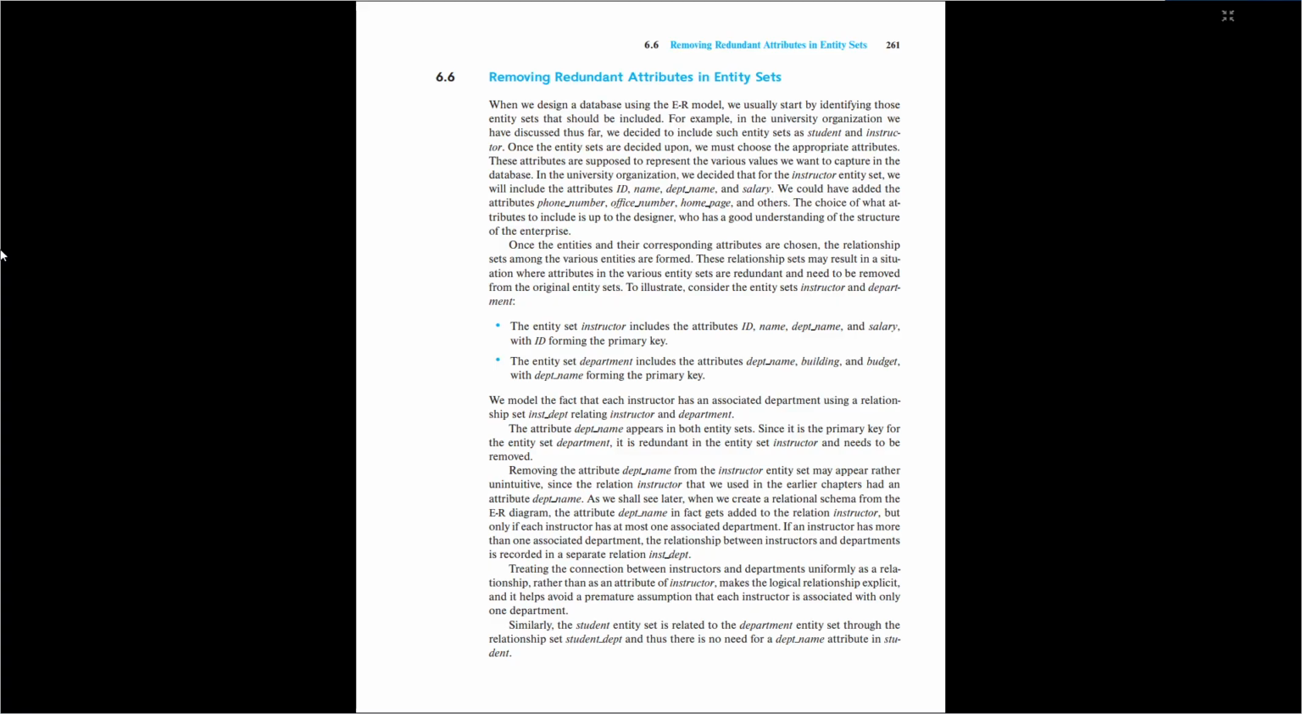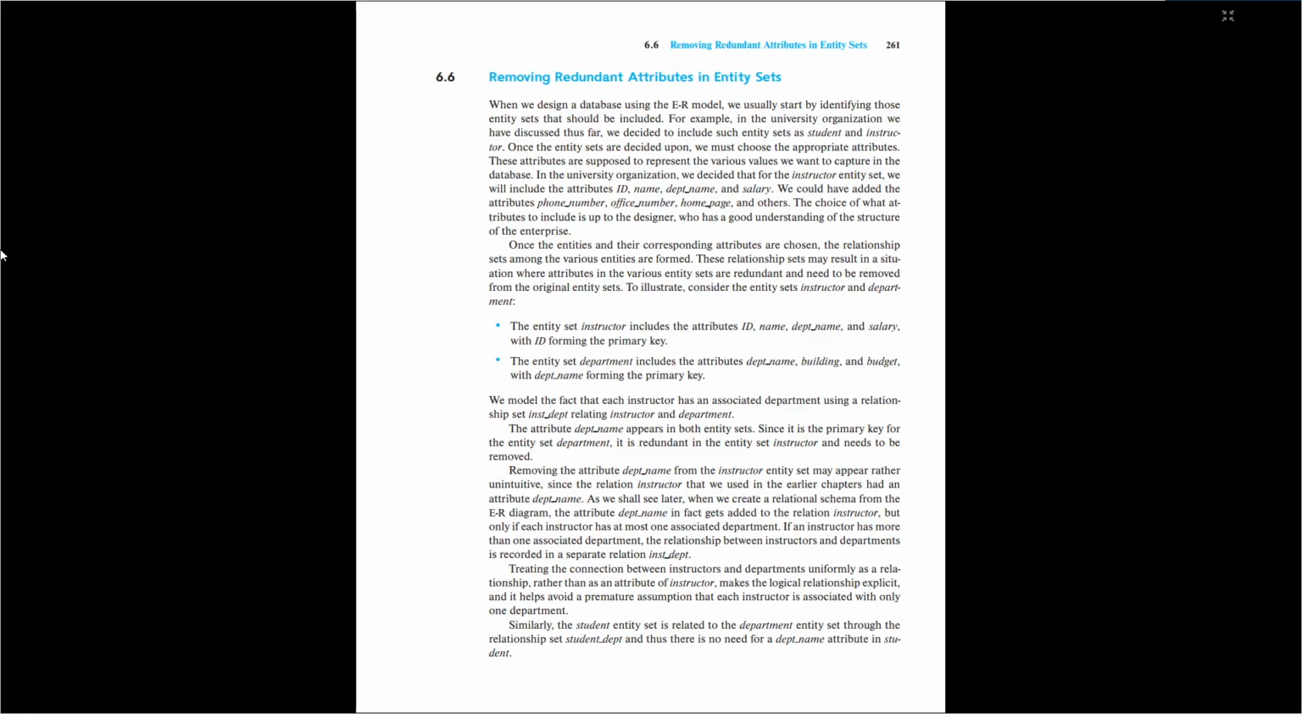When we design a database using the ER model, we usually start by identifying those entity sets that should be included. For example, in the university organization we have discussed thus far, we decided to include such entity sets as student and instructor. Once the entity sets are decided upon, we must choose the appropriate attributes. These attributes are supposed to represent the various values we want to capture in the database.